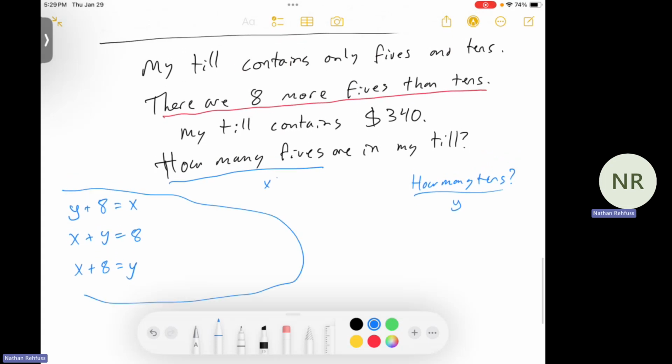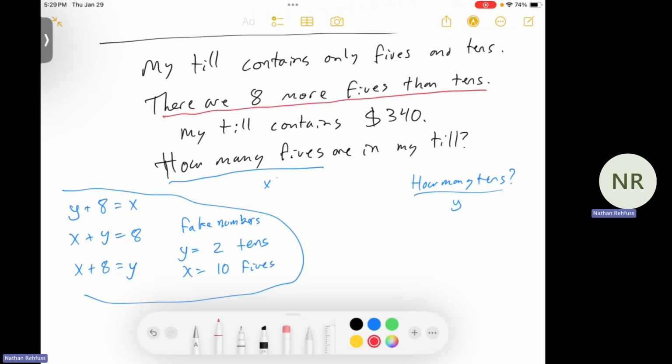So let's do some fake thinking. Fake numbers. There are 8 more 5s than 10s, so let's start with the number of 10s. Y equals, what if there were 2 $10 bills? How many $5 bills would there be? You know how to do that. There's 8 more 5s than 10s, so there would be 10 5s.